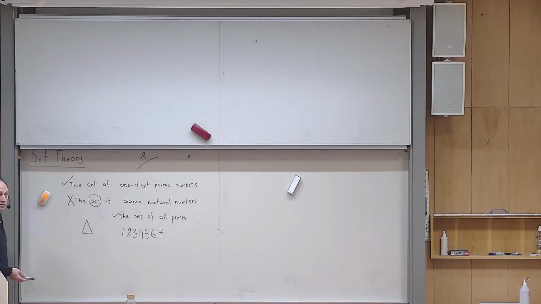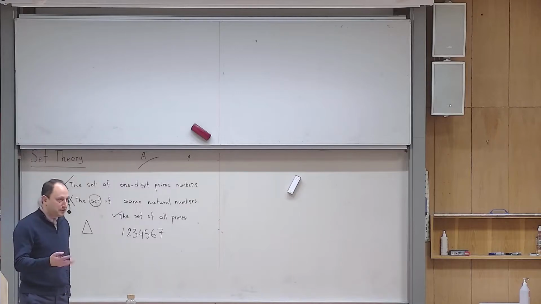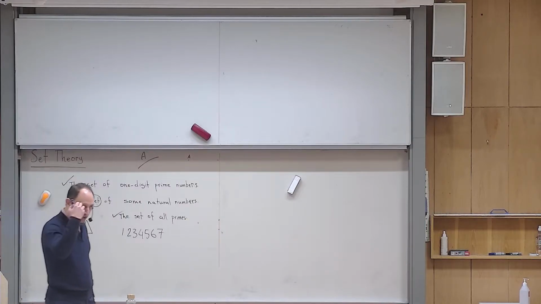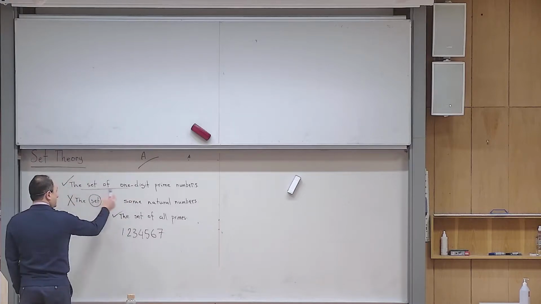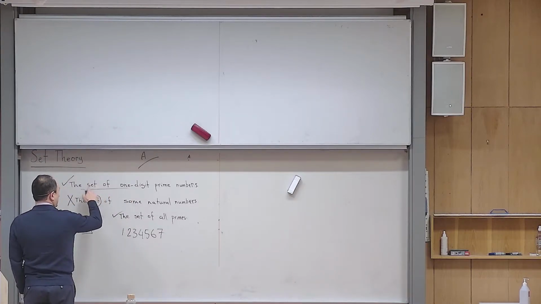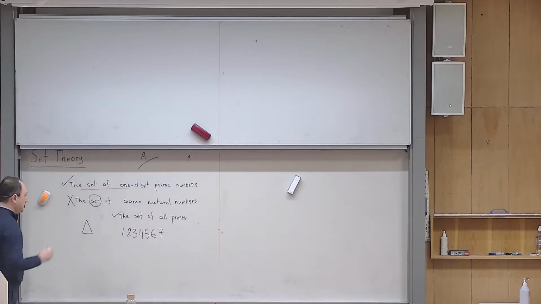Okay, so any questions? So you see, I haven't defined the notion of set, but you understand what type of sentences, what type of descriptions are allowed for talking about a set.